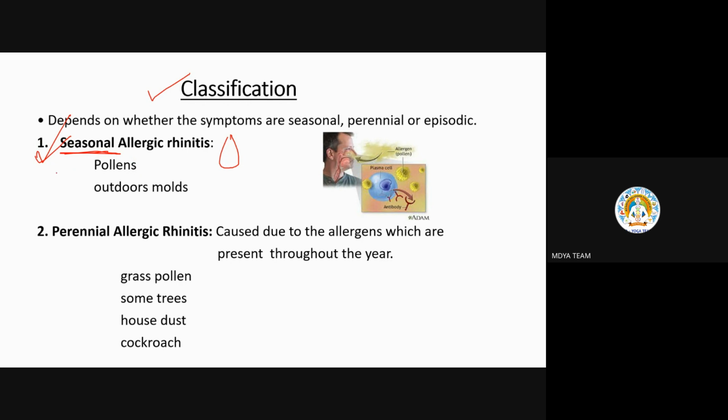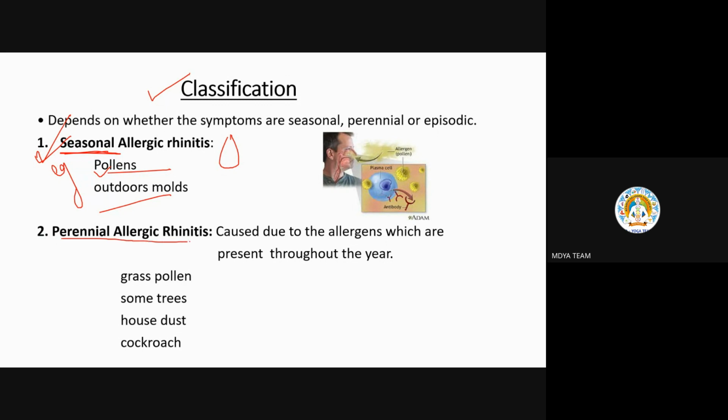The most important examples are pollens. Usually there are particular times when pollens are distributed in the environment. So these pollens and outdoor molds could all be examples of this. So mainly, you have to understand what seasonal allergic rhinitis is. Then we'll go to perennial allergic rhinitis.